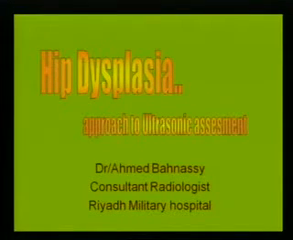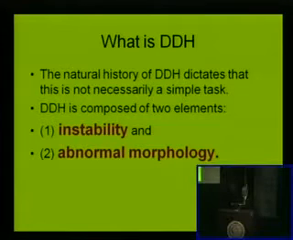So we'll try in this lecture to approximate between the different views and to build up a rational, practical approach which allows us in 5 to 10 minutes to fully evaluate the pediatric hip about the possibility of presence of DDH. Why the controversies exist, why different schools exist, is because the natural history of DDH is not a simple task. DDH is composed of two different elements, instability and abnormal morphology of the hip joint.